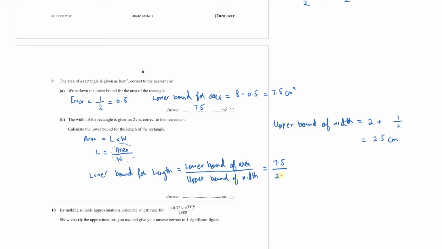So you get 7.5 divided by 2.5. I can move the decimal, multiply by 10 in the denominator and multiply by 10 in the numerator as well. So you get 75 over 25, which is 3. So your lower bound for the length of the rectangle is 3 centimeter.